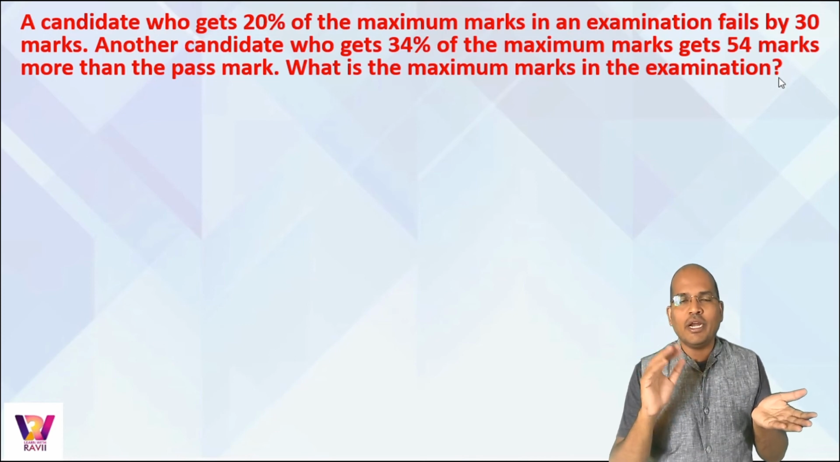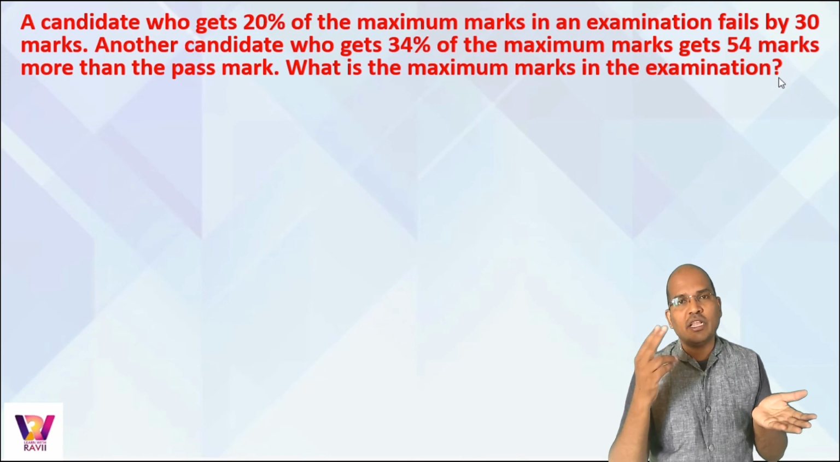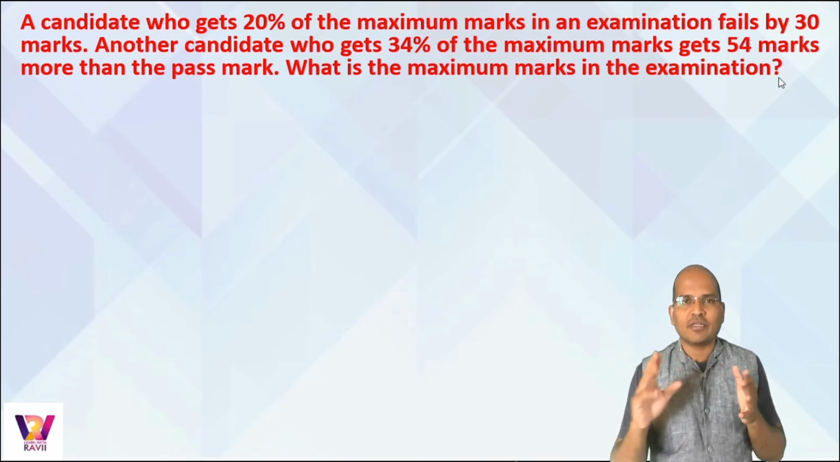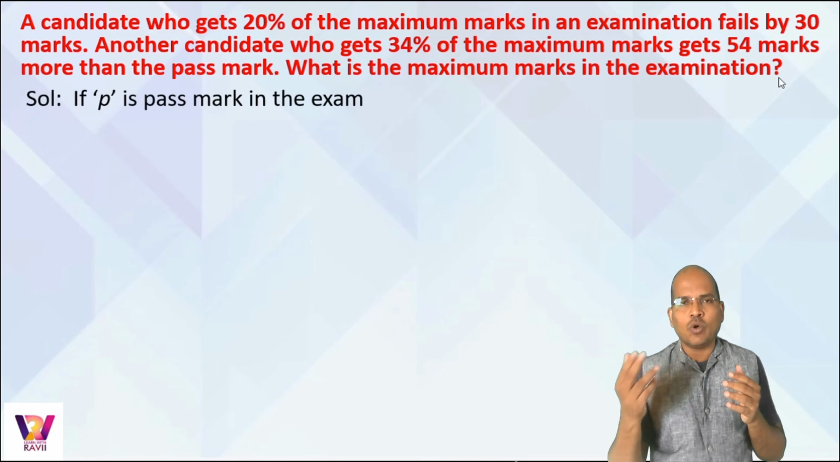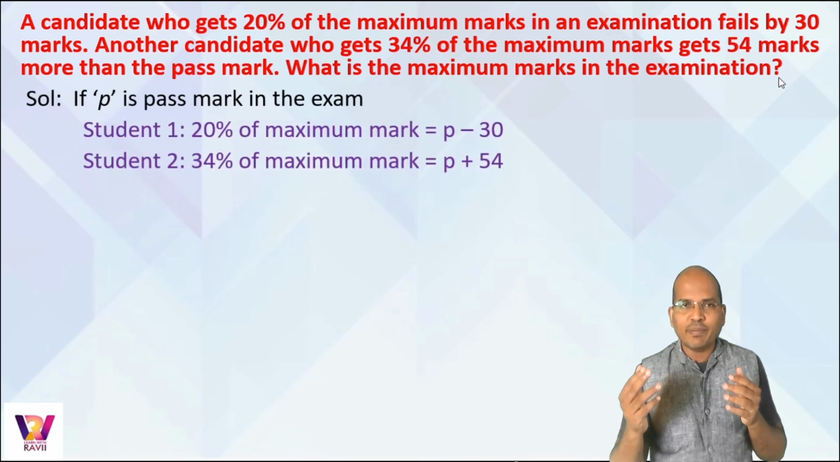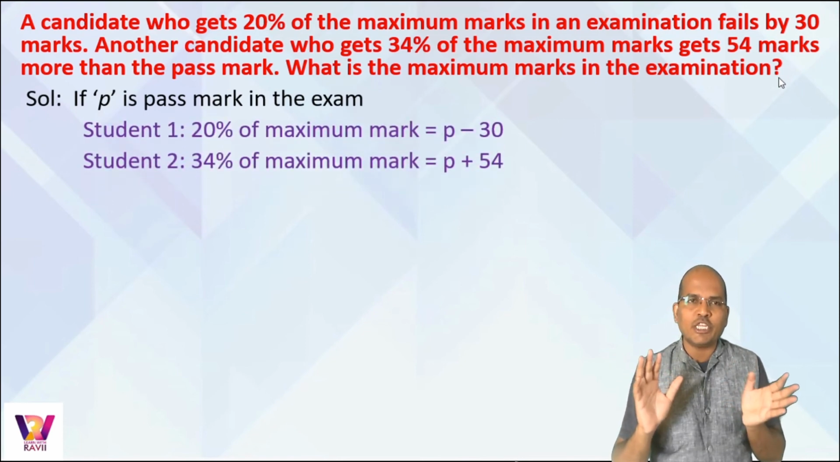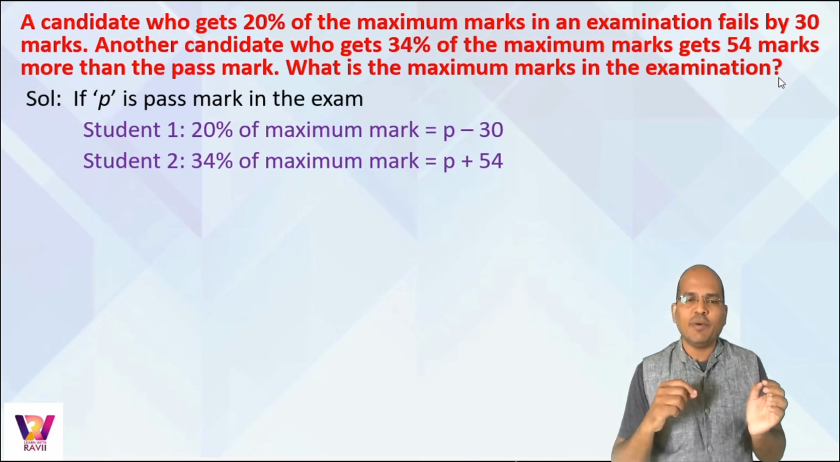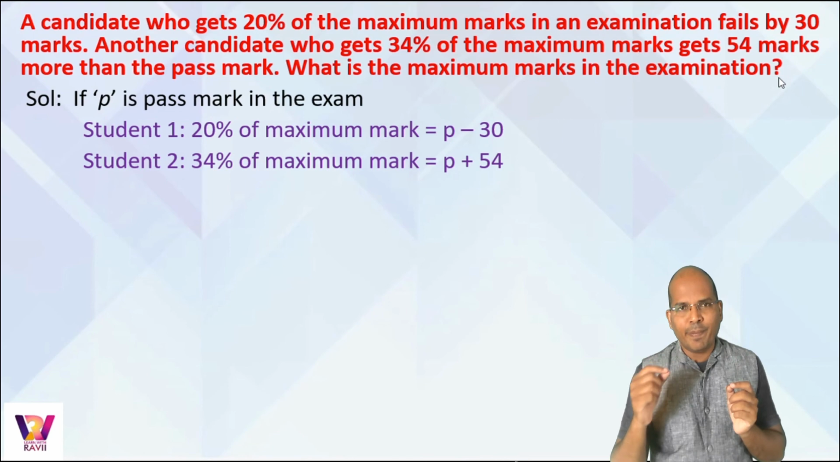And another candidate who gets 34% of marks gets 54 marks more than the pass mark. So 34% of the maximum marks indicates that it is P plus 54. Now the question is to find the maximum marks. So we can solve it in this way. If P is the pass mark, now case 1 says 20% of maximum marks is P minus 30. Case 2 is 34% of maximum marks is P plus 54.